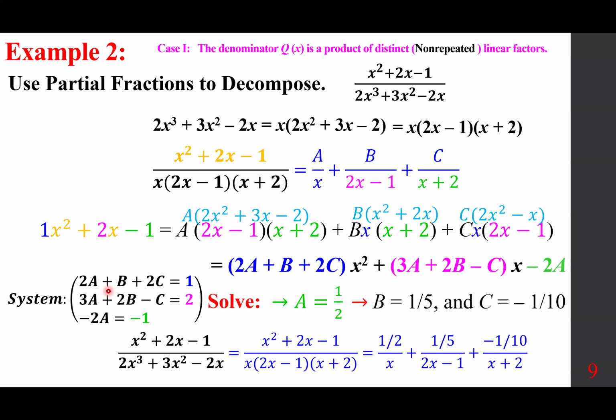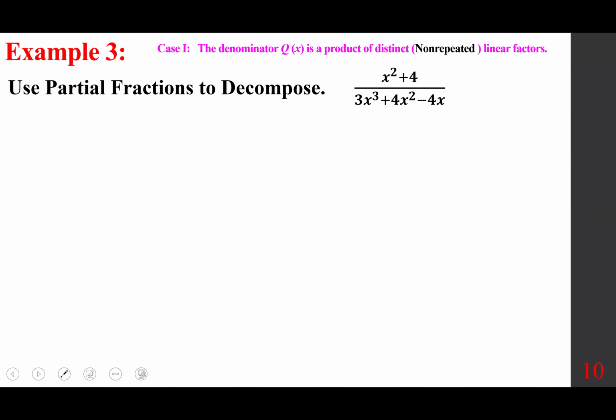Okay. In other words, we'll look at almost the same example and show you how that thing works. Something very similar. Use partial fractions to decompose x squared plus 4 over 3x cubed plus 4x squared minus 4x. So the very first thing is to factor the denominator.